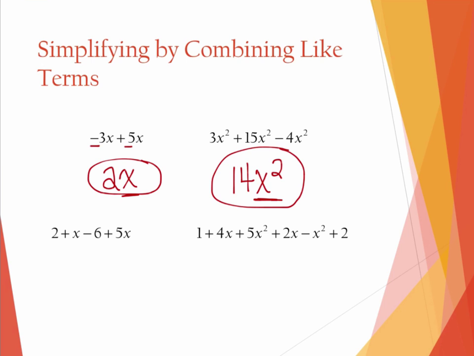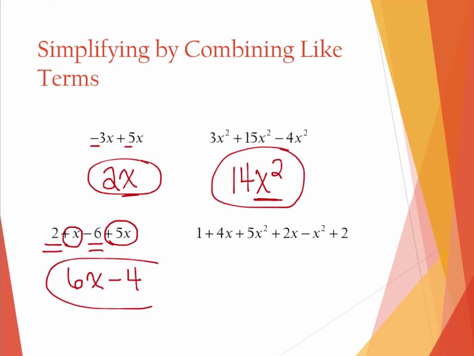In the next example below, we have multiple different types of terms here. So I have 2 plus x minus 6 plus 5x. Normally we write our expressions in descending order by the exponent. So here I'm going to start with my variable x. X plus 5x gives me 6x. Remember, the sign is always attached to the number behind it. So next, my like terms are 2 minus 6, which is a minus 4. So 6x minus 4 is my simplified expression. Those terms cannot combine because they are not like terms.